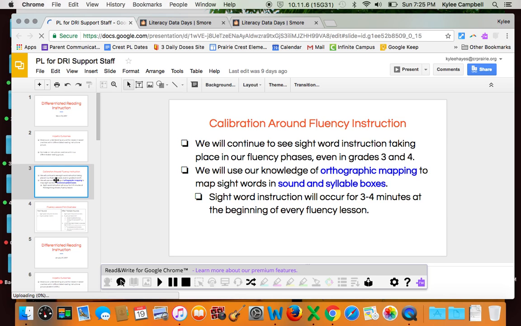We've done a little bit of work thus far around understanding what fluency instruction means for our readers. What we now know is that we will continue to see sight word instruction taking place in our fluency phases or groups, even in our 3rd and 4th grade classrooms. The research behind that is the more words that students know by sight, the quicker they'll read, and that will also help improve their comprehension. So we're thinking about sight words, not necessarily just that K-2 sight word list, but any word being a sight word.